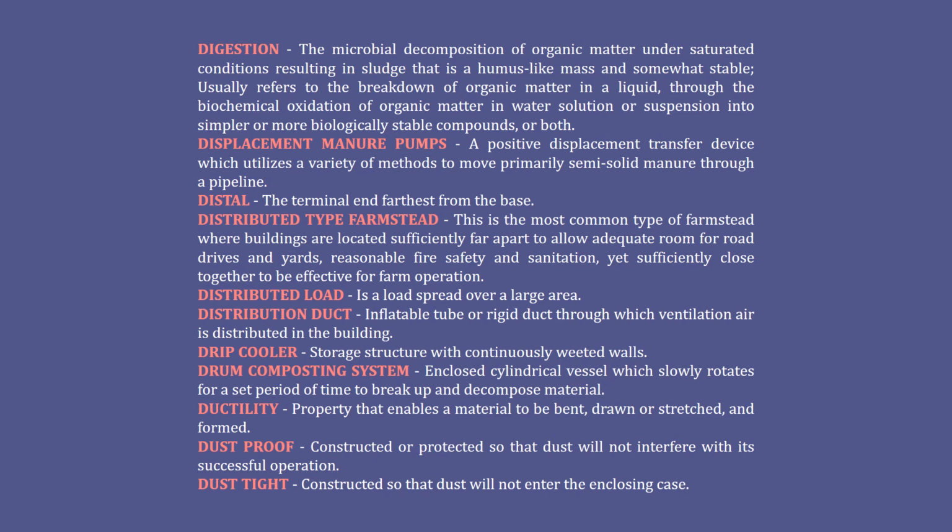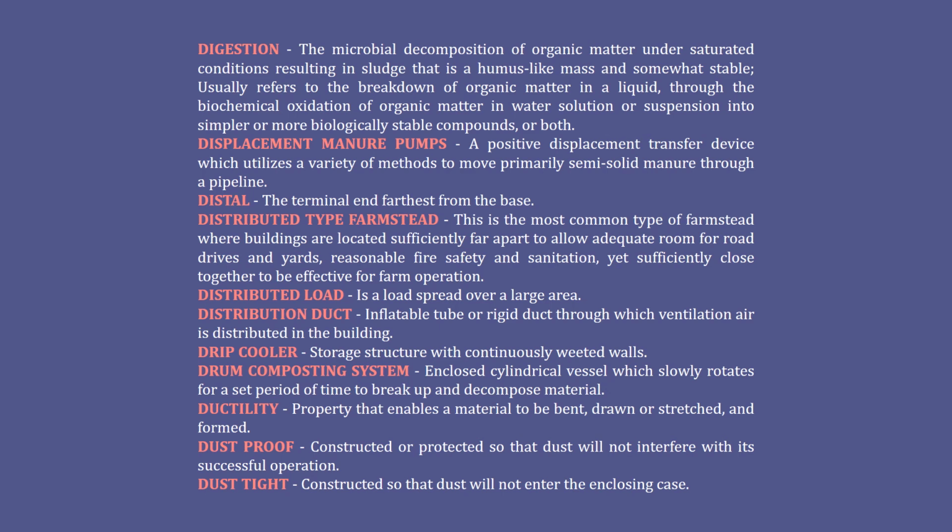a positive displacement transfer device which utilizes a variety of methods to move primarily semi-solid manure through a pipeline. Distal: the terminal end farthest from the base. Distributed type farmstead: this is the most common type of farmstead, where buildings are located sufficiently far apart to allow adequate room for road drives and yards, reasonable fire safety and sanitation, yet sufficiently close together to be effective for farm operation. Distributed load: a load spread over a large area.